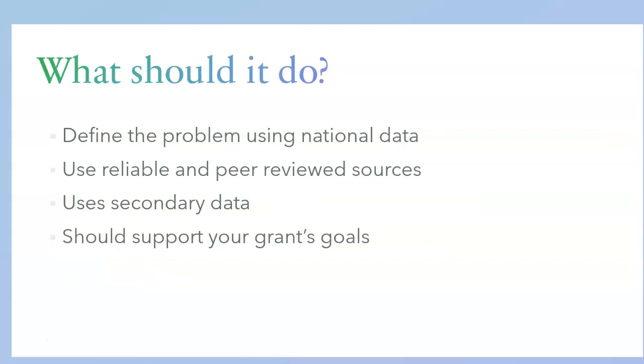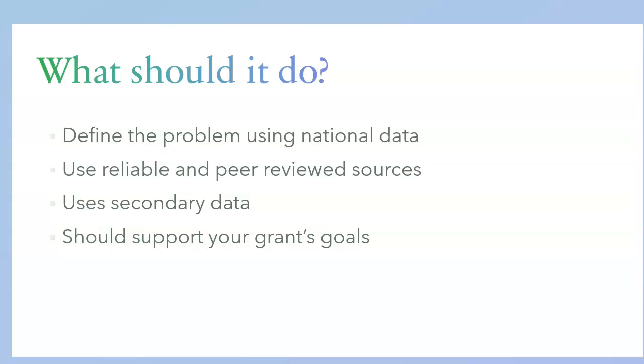So the first thing you would do in a needs assessment is you define the problem using national data. You have to use reliable and peer-reviewed sources. A peer-reviewed source means that the article that you're using has been reviewed by peers for accuracy. When you do that, it makes it a more appropriate and acceptable source. If you're using online sources like web pages, things that end in edu, gov, or org are typically more reliable than sources that end in .com or other endings.